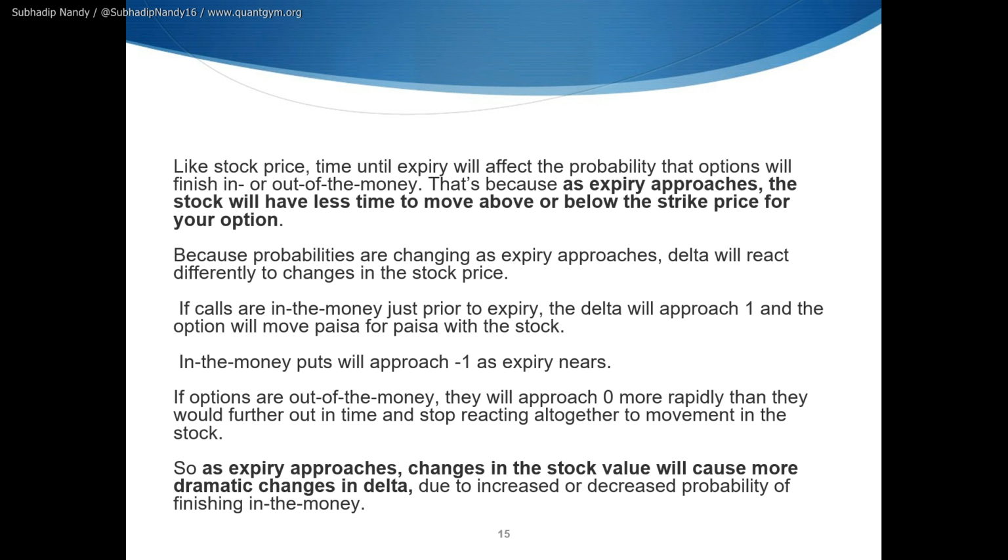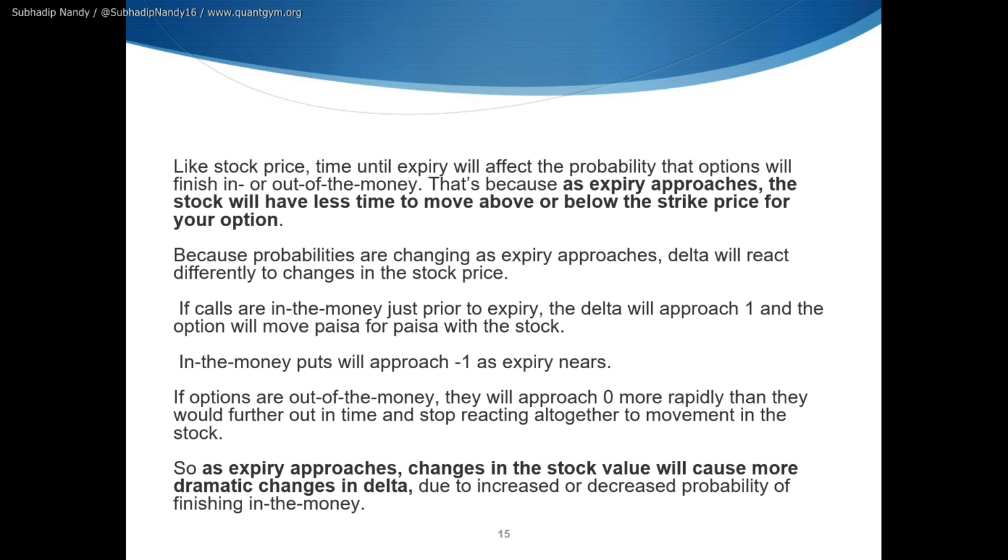If the in the money puts will approach -1 as expiry nears, exactly opposite. If options are out of the money, they will approach 0 more rapidly than they would further out in time and stop reacting altogether to movement in the stock. On expiry day, if you're on a 200 strike call and the price is 200, the 230 strike call does not move even if the stock is moving 5 rupees, because the delta, or the probability that the stock will go to 230 in a single day, is practically 0.